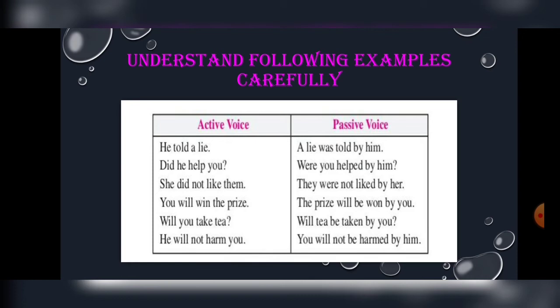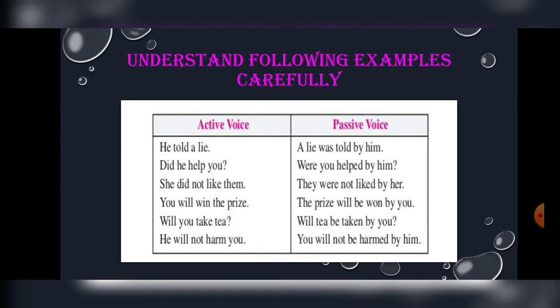Now understand the following examples carefully, because after that we'll do an exercise. He told a lie. He is subject, a lie is object. So the right answer is a lie was told by him. Did he help you? Past indefinite, so it will be were you helped by him. She did not like them, so them will be activated and it will become they. They were not liked by her.